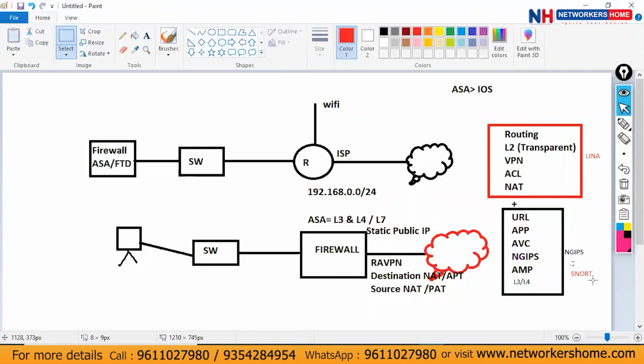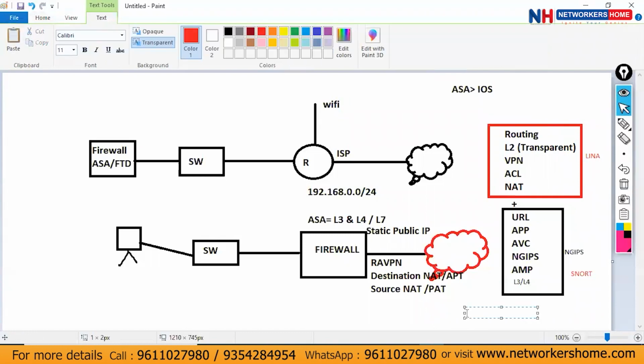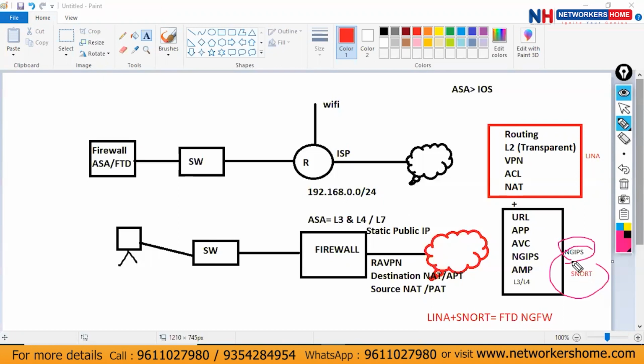So when Lina and Snort get combined, you get a single product called FTD. That's your next generation firewall. Now this is what Lina plus Snort is. But when I discuss only Snort, to understand what we are learning in this NGIPS module, we are learning about Snort. We are not learning about Lina. Am I clear, guys? So we'll see NGIPS used for IPS functionality, we'll use it for AMP, and we can use it for layer 3, layer 4 filtering.